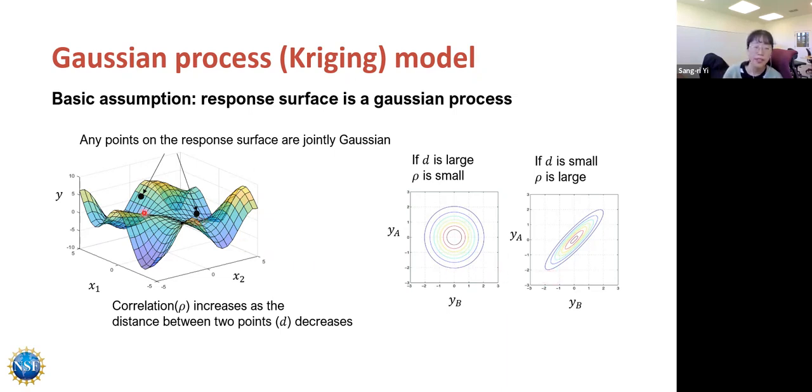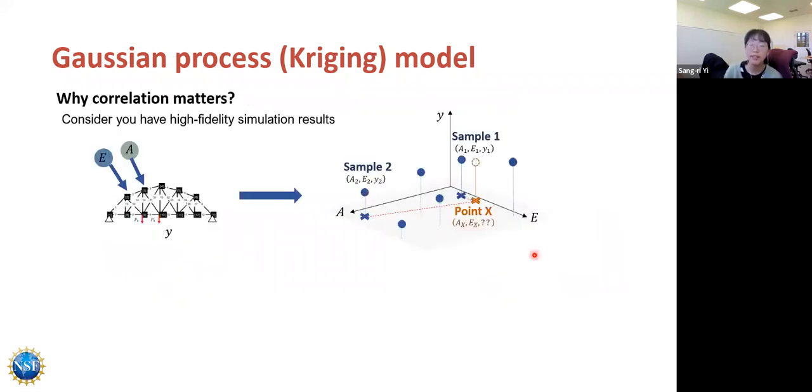And if they are so close that they overlap with each other, they will be perfectly correlated, meaning the y value at point A and the y value at point B will be exactly the same. In this probability distribution figure, that is represented as a single diagonal line. Whatever the YB value is, YA will have the same value. So that was just the basic assumption of the Gaussian process. And then I will talk about how it can help us approximate the response surface.